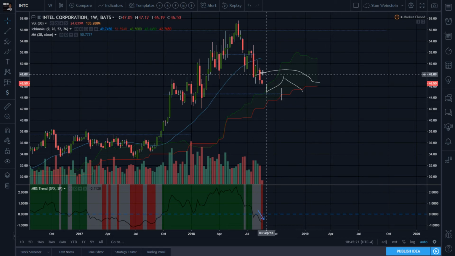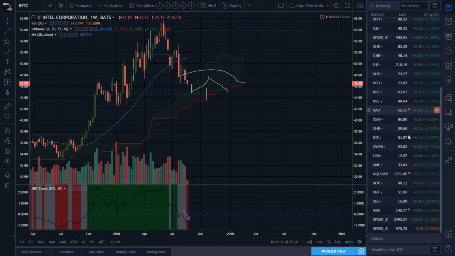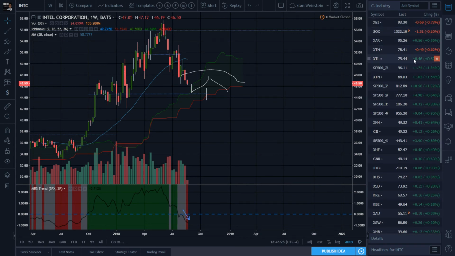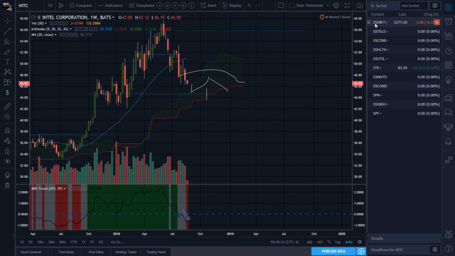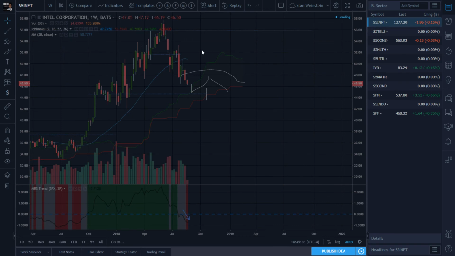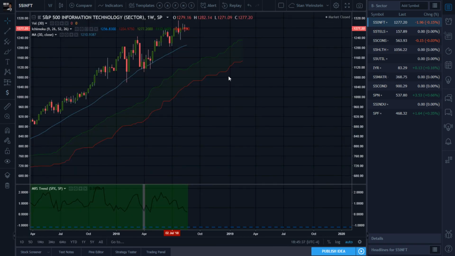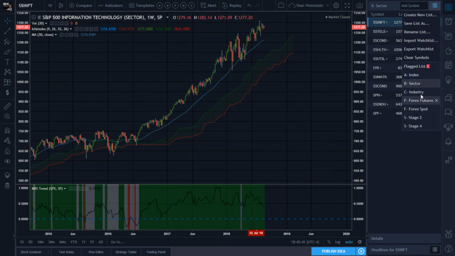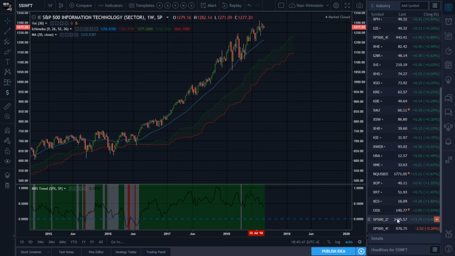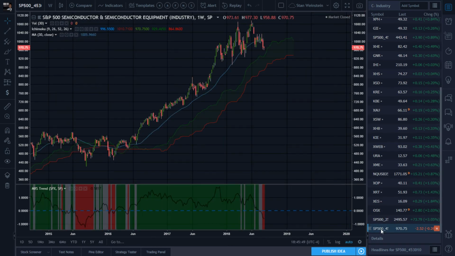Intel is really slowing down, stage 3. The only thing is it's part of the NASDAQ, which is doing pretty good. Its sector is technology, and I believe that's also doing pretty good. Yeah, still in stage 2. And it's part of the industry, semiconductors, and that one's not the best. I don't know what the weight is.